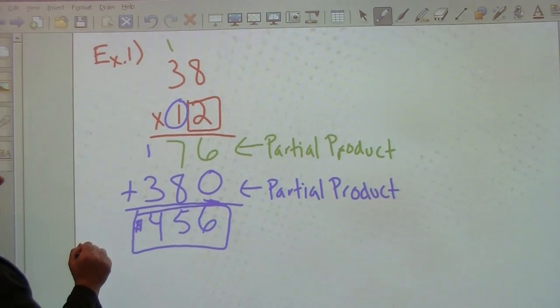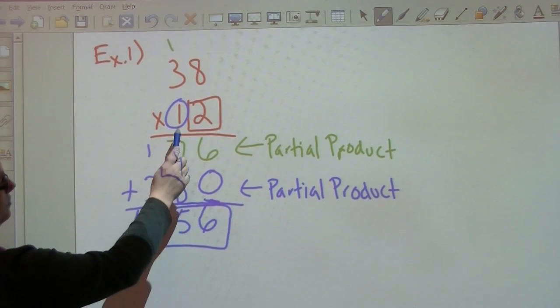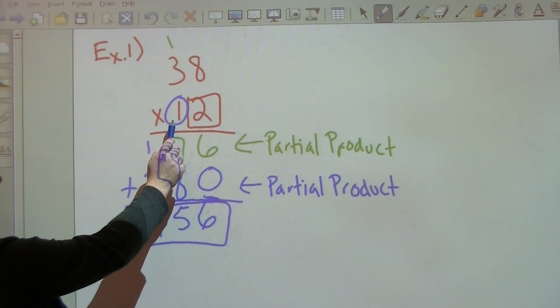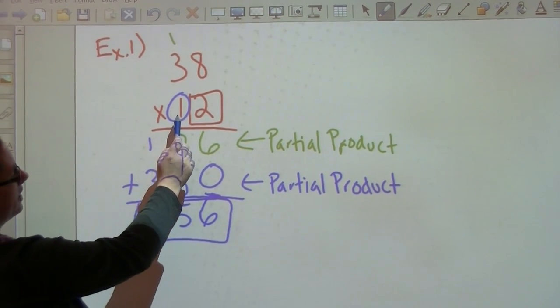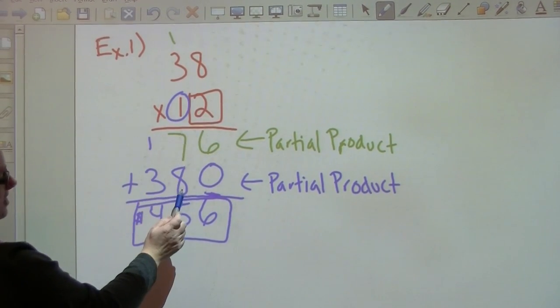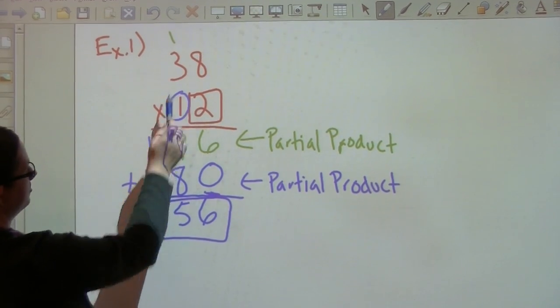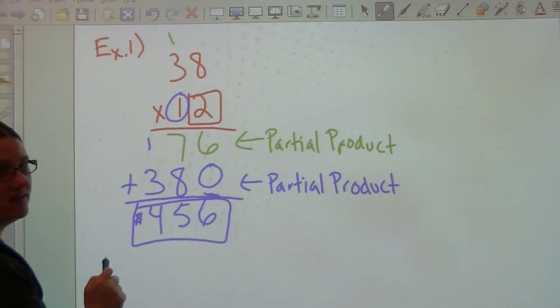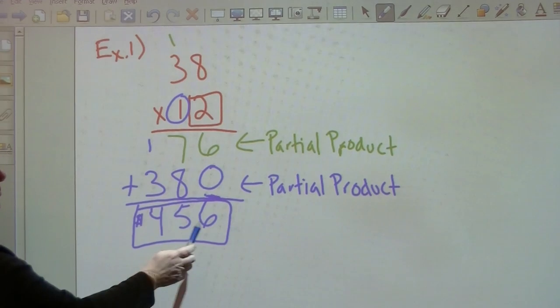We have to annex that 0 in and then continue multiplying, now using the number in the tens place. Again, you go back and you multiply by the ones. 1 times 8 gives us 8, and 1 times 3 gives us 3. And step 3 tells us then to add our partial products.